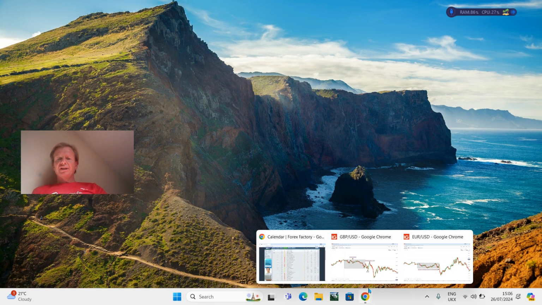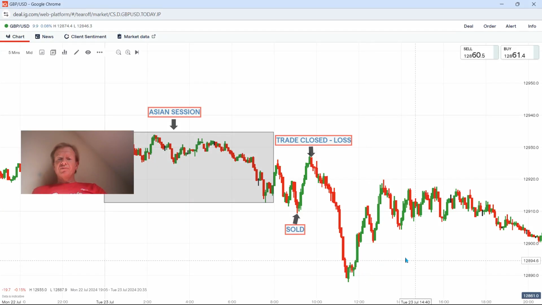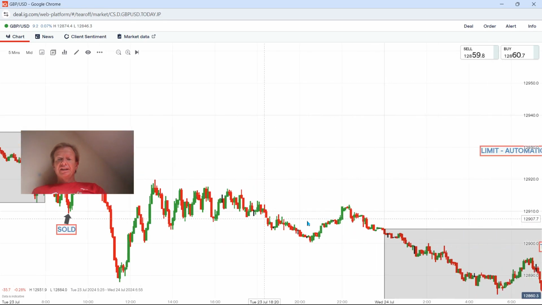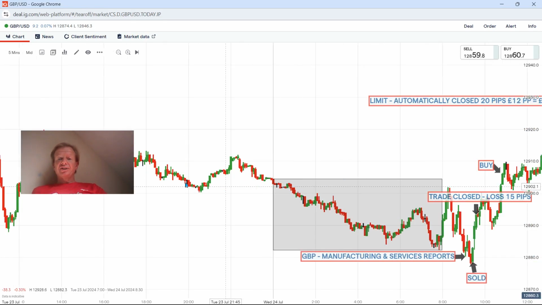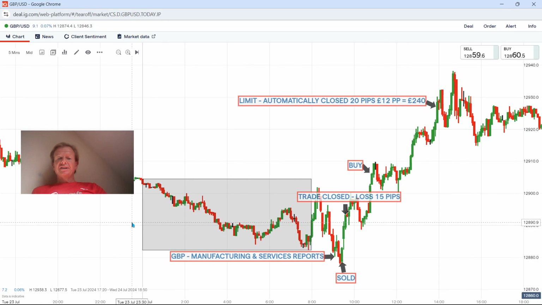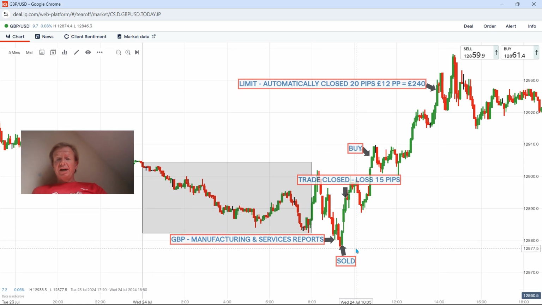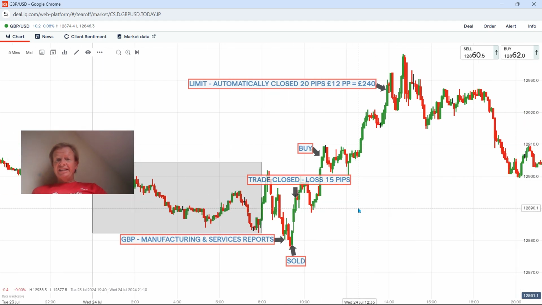And then if you go to the pound US, they also had reports coming out that affected the pound. So there's the Asian session, and the manufacturing services report came out, and I think that came about 9:30, so that came out a little bit later. But as you can see, it didn't really affect it much. But if I was sticking solely to the system, I would have sold there and I would have lost, because it would have gone up here and it would close out here for a loss of 15 pips. So I didn't. I waited and I actually bought here.